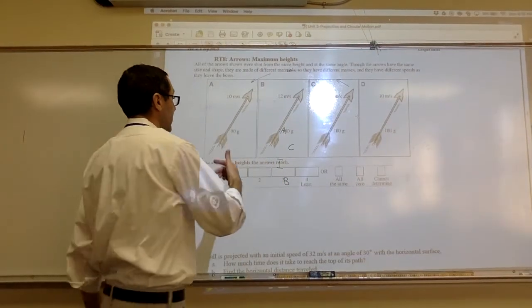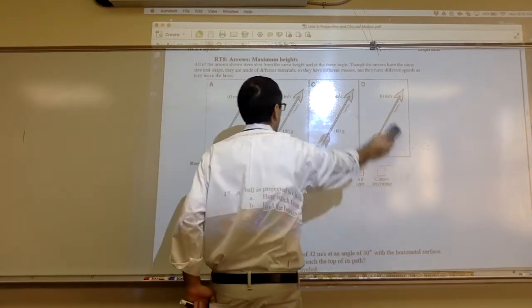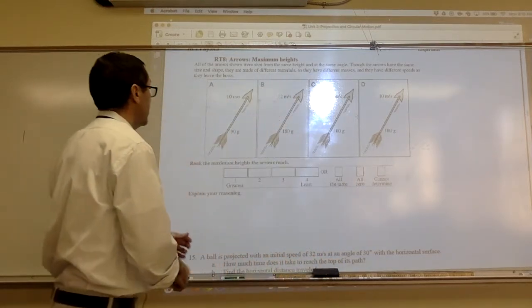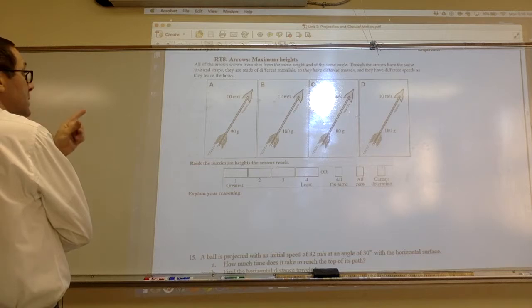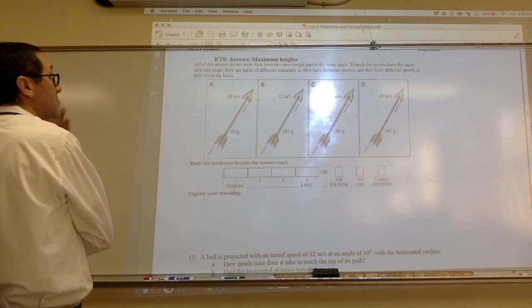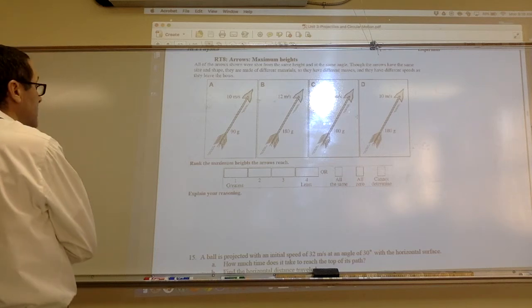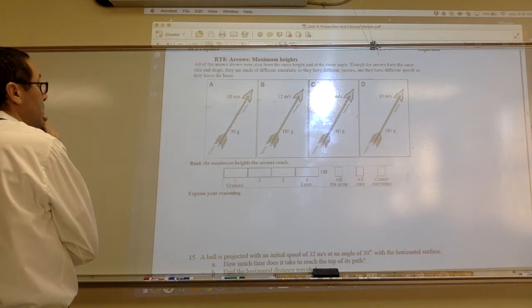And basically, I'm not going to write the explanation, but pretty much whatever I'm saying is the explanation. That's what you should be writing. Okay. So we're given these scenarios. I think the angles are the same, and they have different speeds. So you just have to keep in mind that those masses are just distractions in there, so they don't matter. Rank the maximum height the arrows will reach.